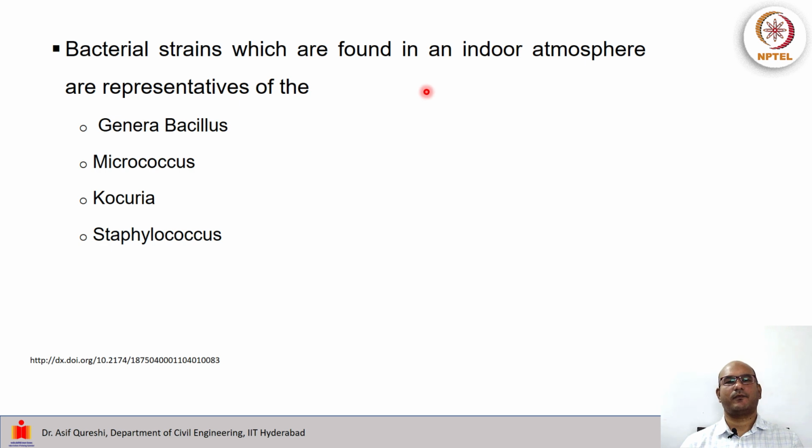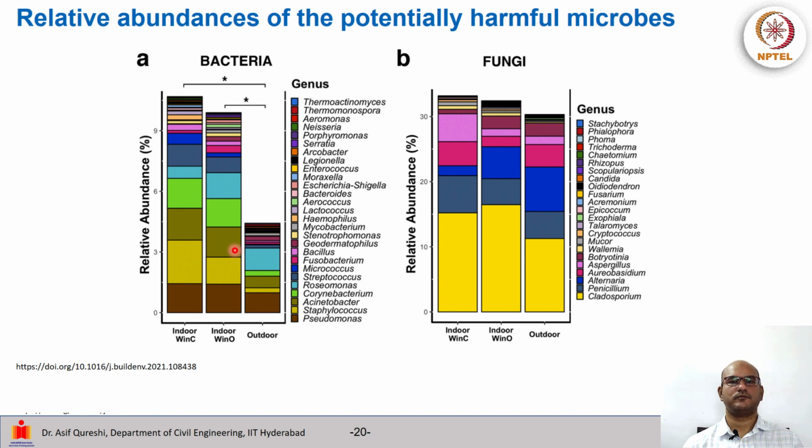Bacterial strains, which are generally found in the indoor atmosphere, are representative of the genera Bacillus, Micrococcus, Kocuria, Staphylococcus in general. Of course, there are other strains also possible to be detected, and indeed they are detected. So these strains may be more abundant. This is a chart, and we do not need to go in very details, but this is a chart of the relative abundances of such microbes.